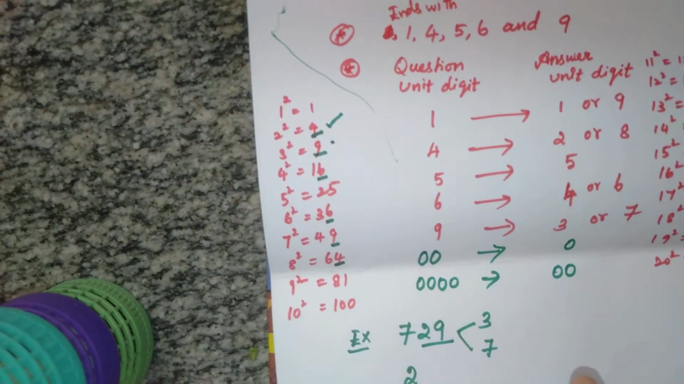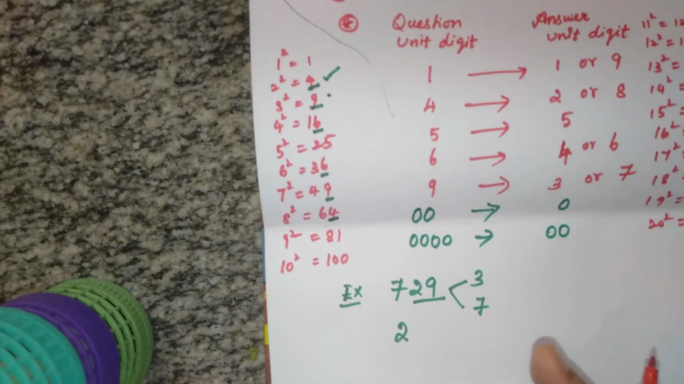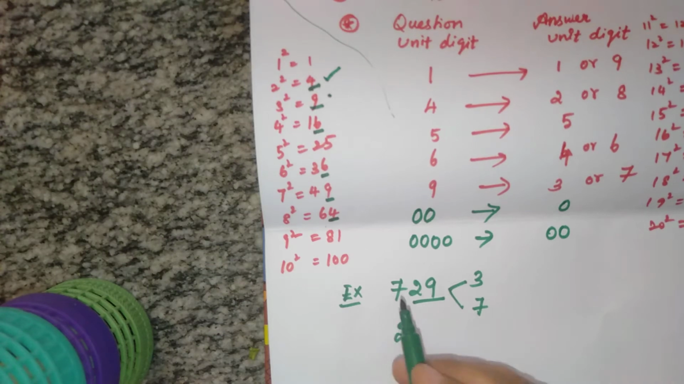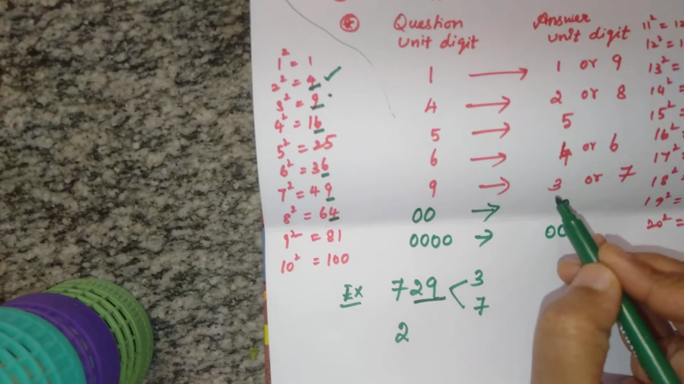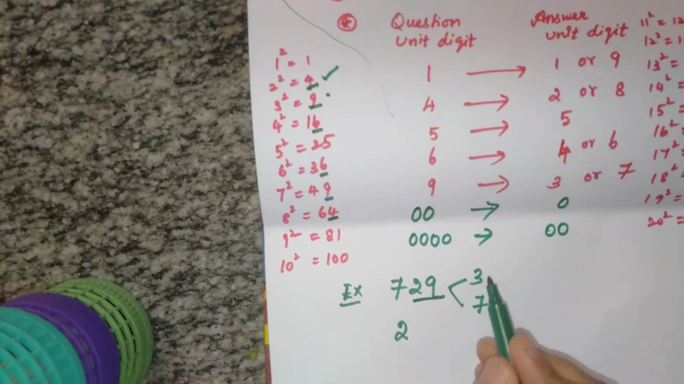After this we have to find 3 digit numbers, 4 digit numbers and 5 digit numbers also. I will share how to find the square root easily. I'll take an example like 729. Just see the unit digit. 9 means what are the possibilities? 3 and 7.